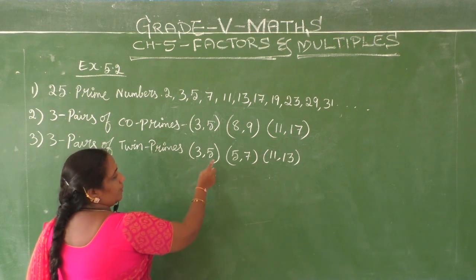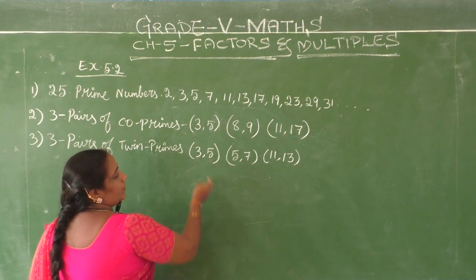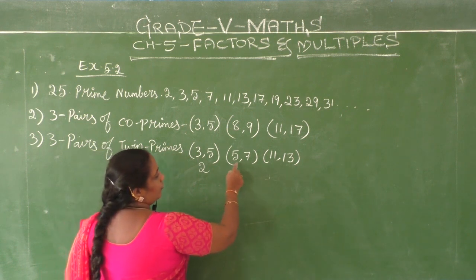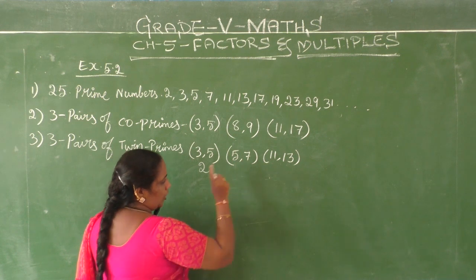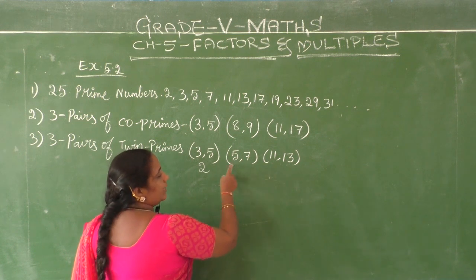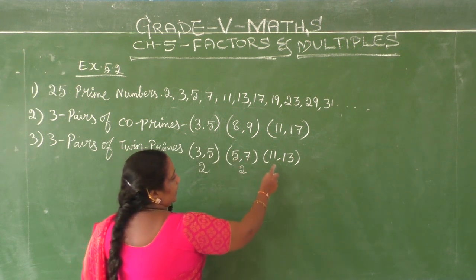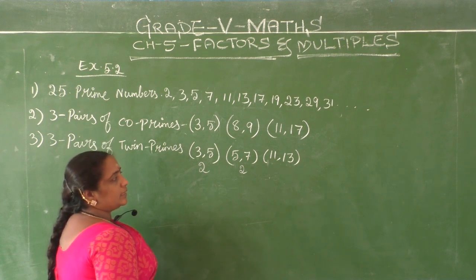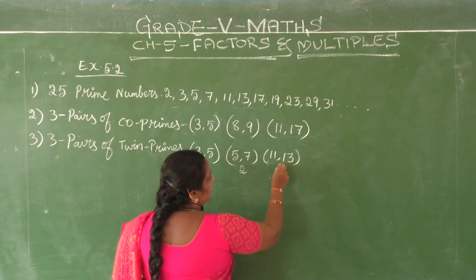3 is a prime number, 5 is also a prime number. The difference between these two numbers, 5 minus 3, is 2. Then the next pair, 5 and 7. 5 is a prime number, 7 is also a prime number. The difference, 7 minus 5, is 2. Next pair, 11 and 13. 11 is prime, 13 is also prime. The difference between 13 and 11 is 2.